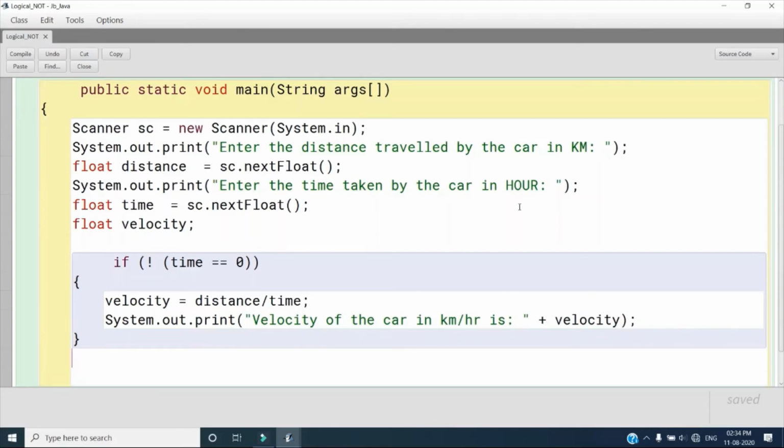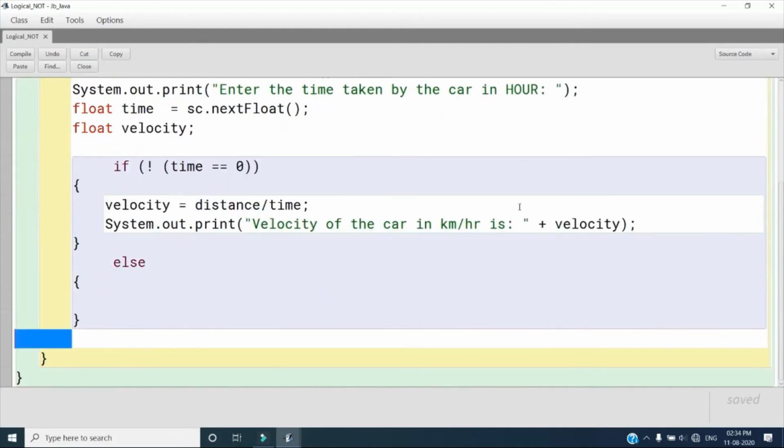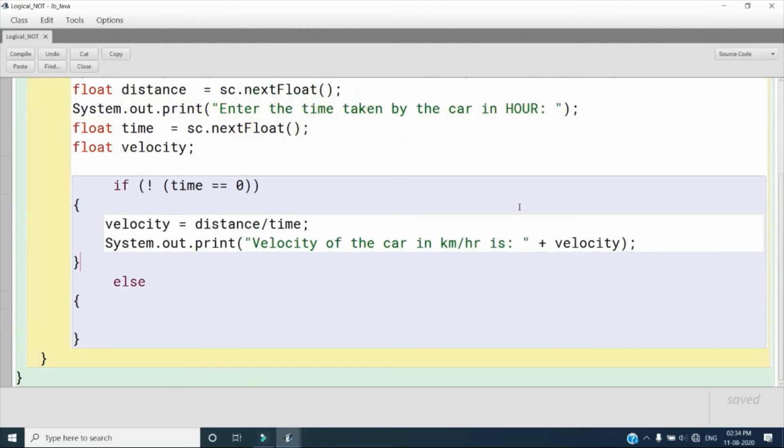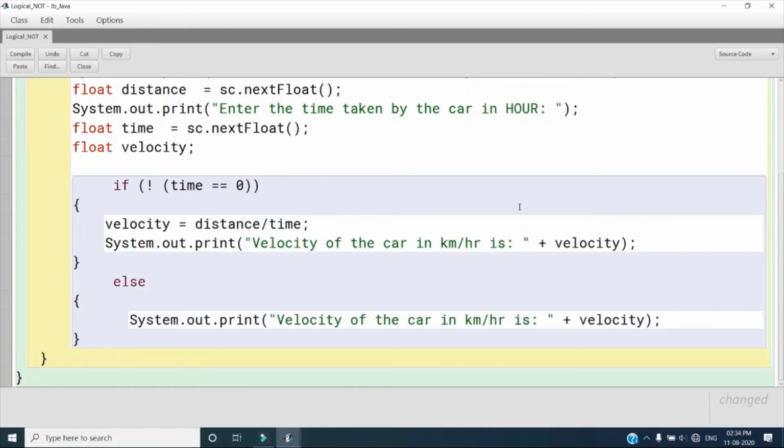Else, we will display a message that time cannot be 0, because if time is 0, the division will be undefined. So time cannot be 0. So here we will remove velocity, and our message we will type here: time cannot be 0.